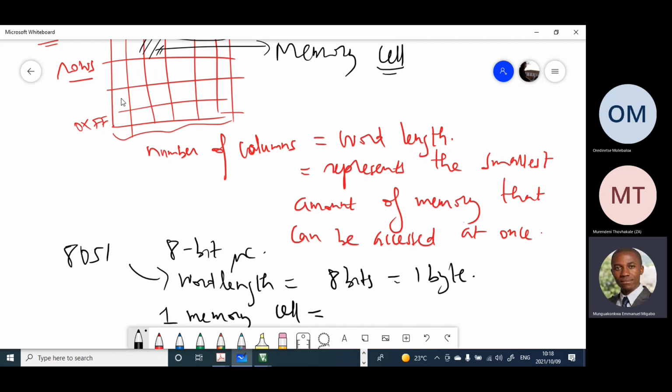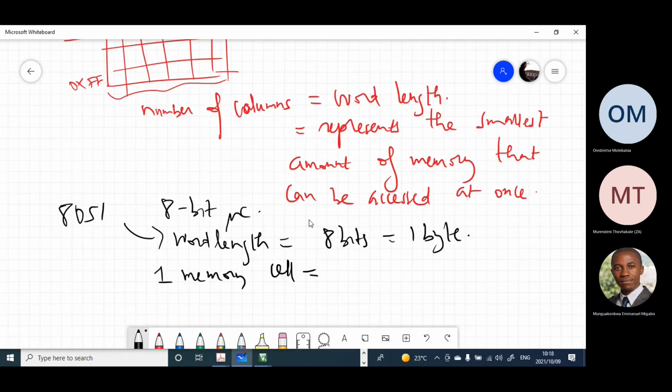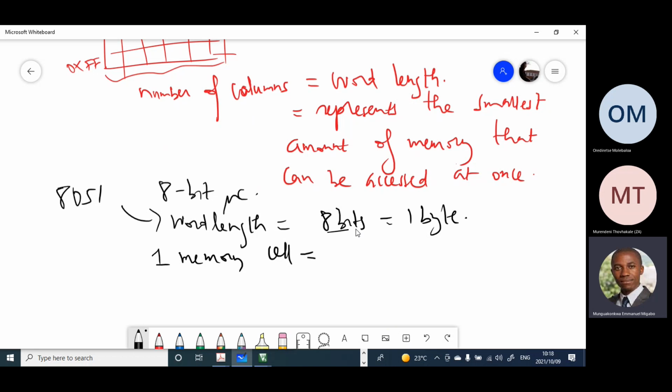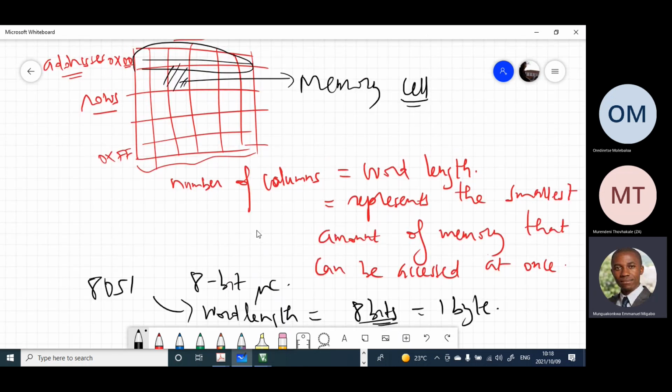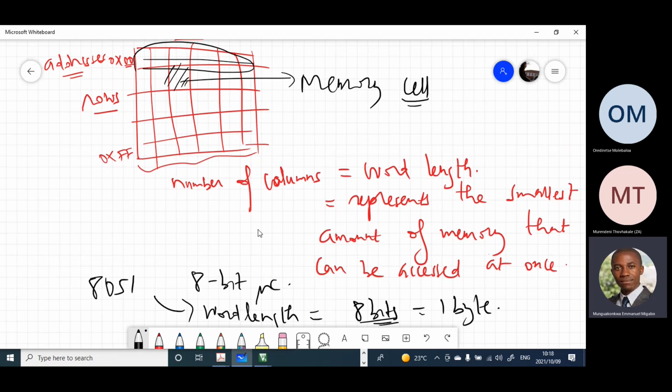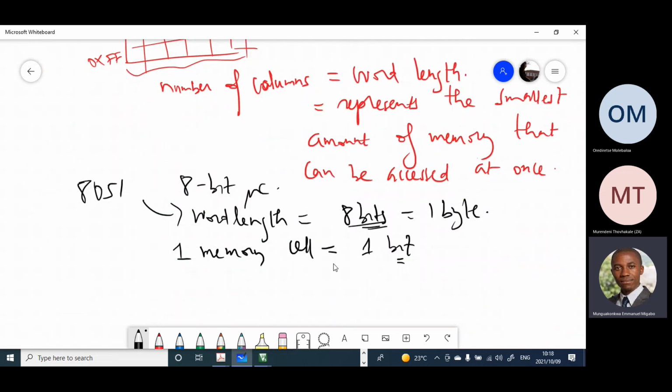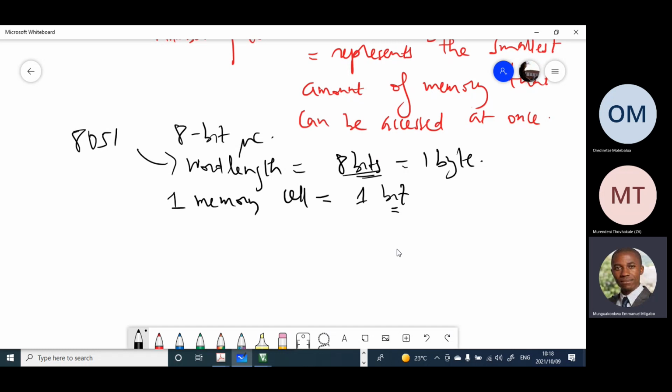If you think about it, word length being 8 means there are 8 columns, starting from 0 to 7, right? Yes. The fact that it's 8 bits means every element in that row is 1 bit in size, and that is a memory cell at the end of the day. You agree? Yes. So a memory cell here is a memory of 1 bit. In fact, a memory cell is just 1 bit in this specific case.